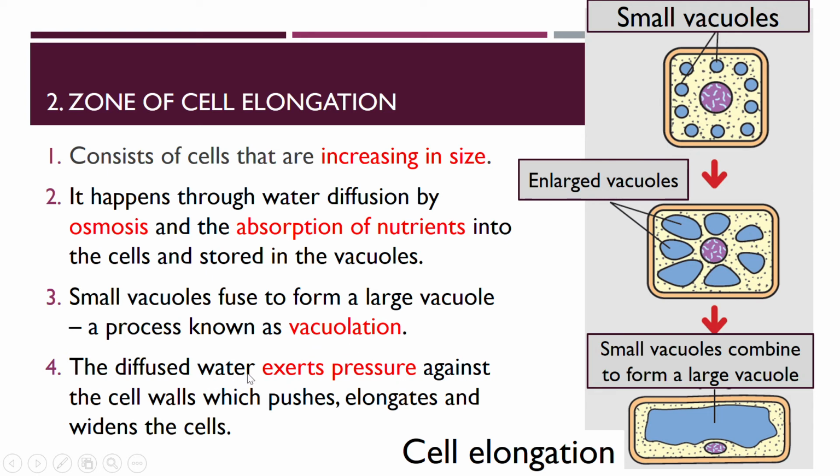So the diffused water exerts pressure. Dia akan menghasilkan tekanan, exerts pressure to the cell walls. Maksudnya dia akan push ke arah luar. Saat tekanan tinggi di sini ni, okay, elongates and widens the cell. Ini yang menyebabkan kenapa dia boleh mengembang saat ada tekanan dari dalam.